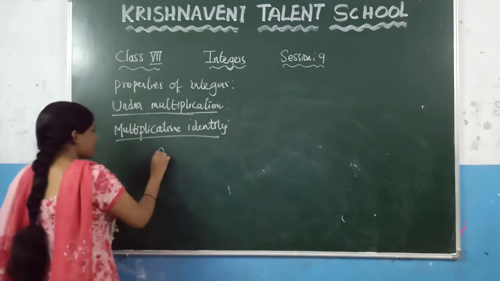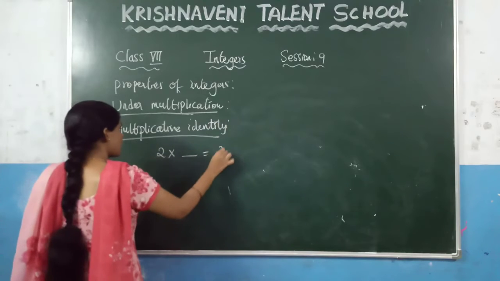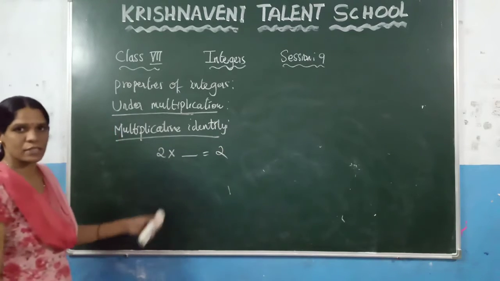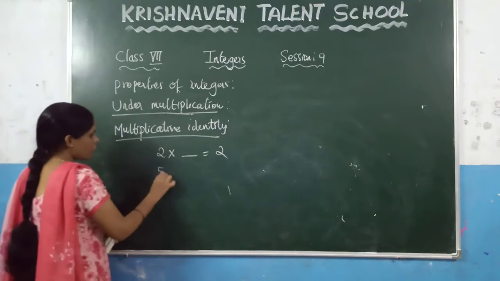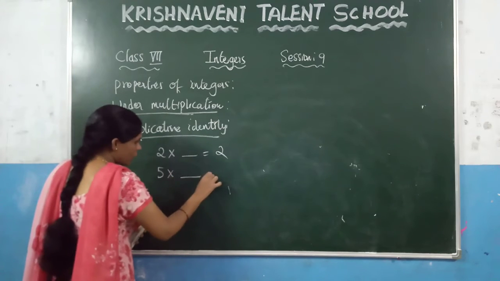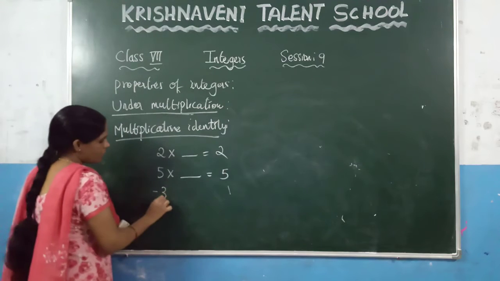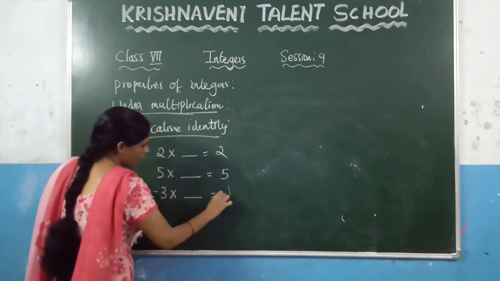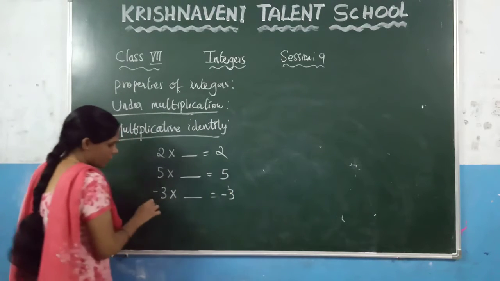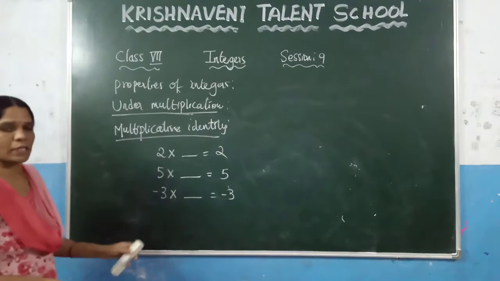What it states: consider one integer. If you multiply it by some number, you have to get the same integer. Consider one more, 5 into some number, you have to get the same integer. Consider minus 3 into some number, you have to get the same integer. Which number do you need to multiply here?